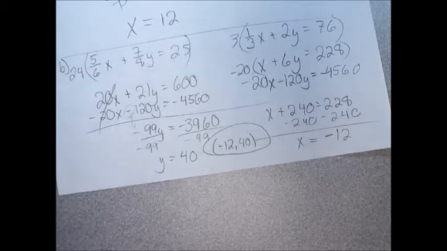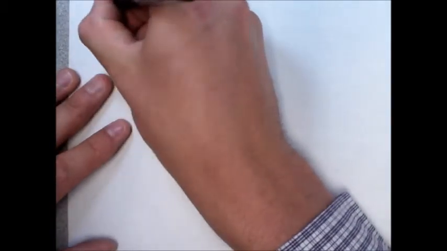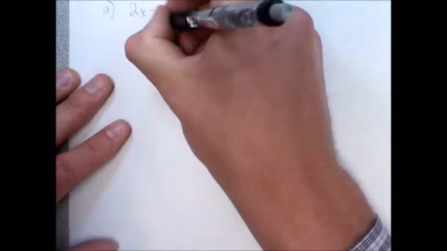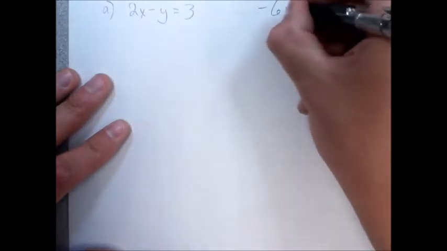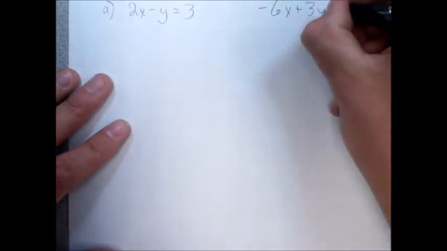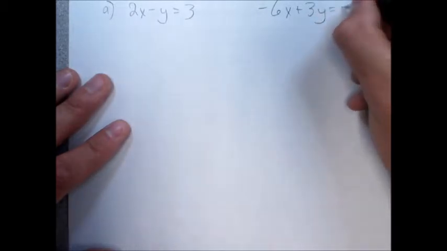Alright, last one that you'll see, we're going to do this on a calculator, so you should have it on a calculator as well as be able to solve these in longhand form. So grab your calculator if you don't already have it. We're going to convert some of these and check our answers on a calculator. First equation, 2x minus y equals 3, and then -6x plus 3y equals -9.